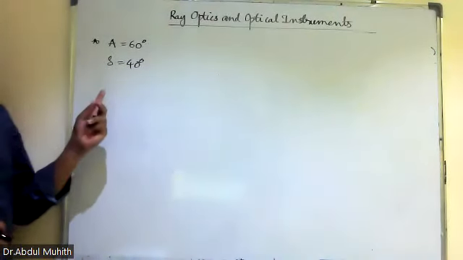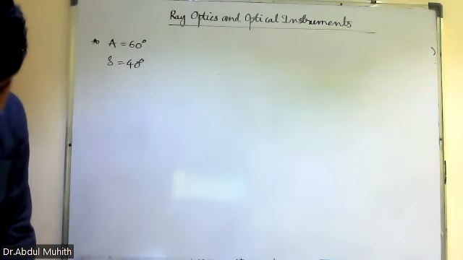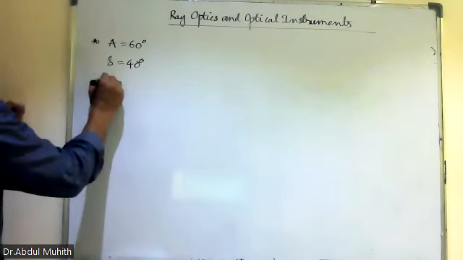Okay, so A is equal to how much? 60. That is the angle of prism. Delta is the angle of deviation, that is 40 degrees. And then he says the refractive index is 1.33. So we have to find out the unknown refractive index. So n is equal to how much?